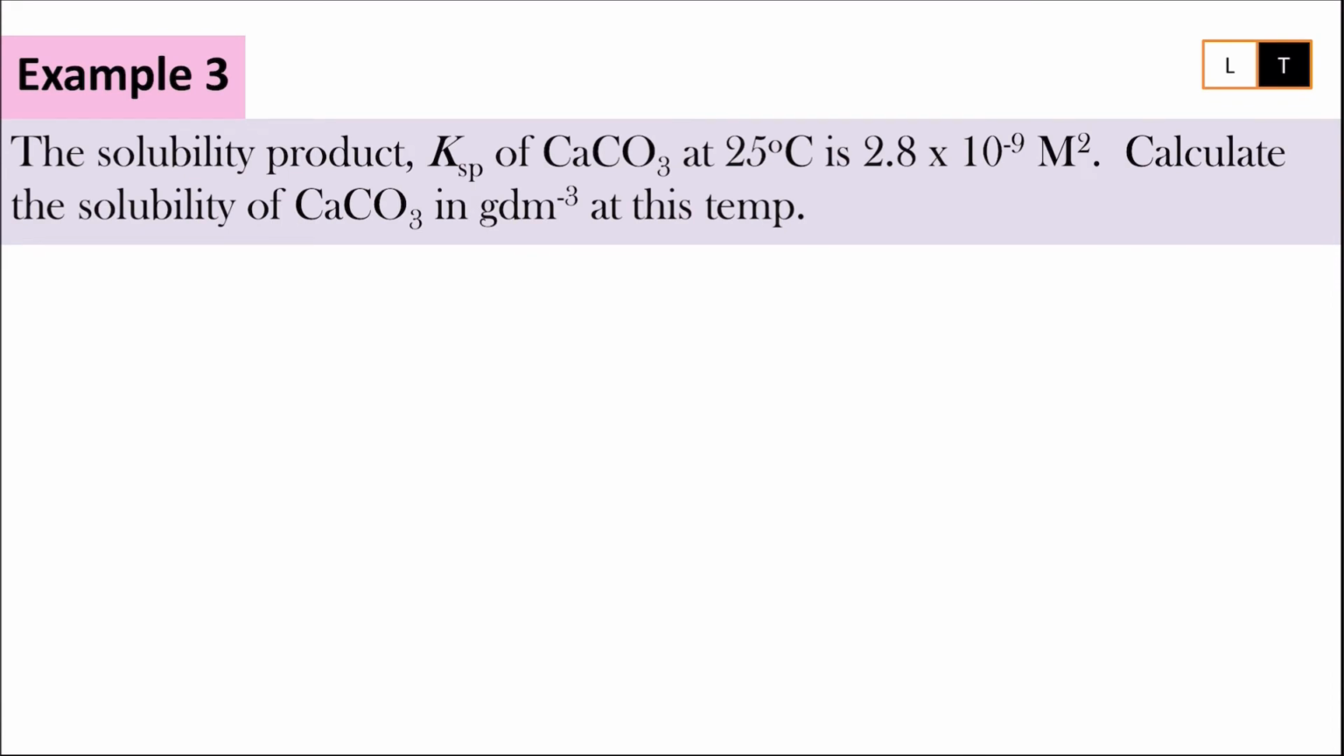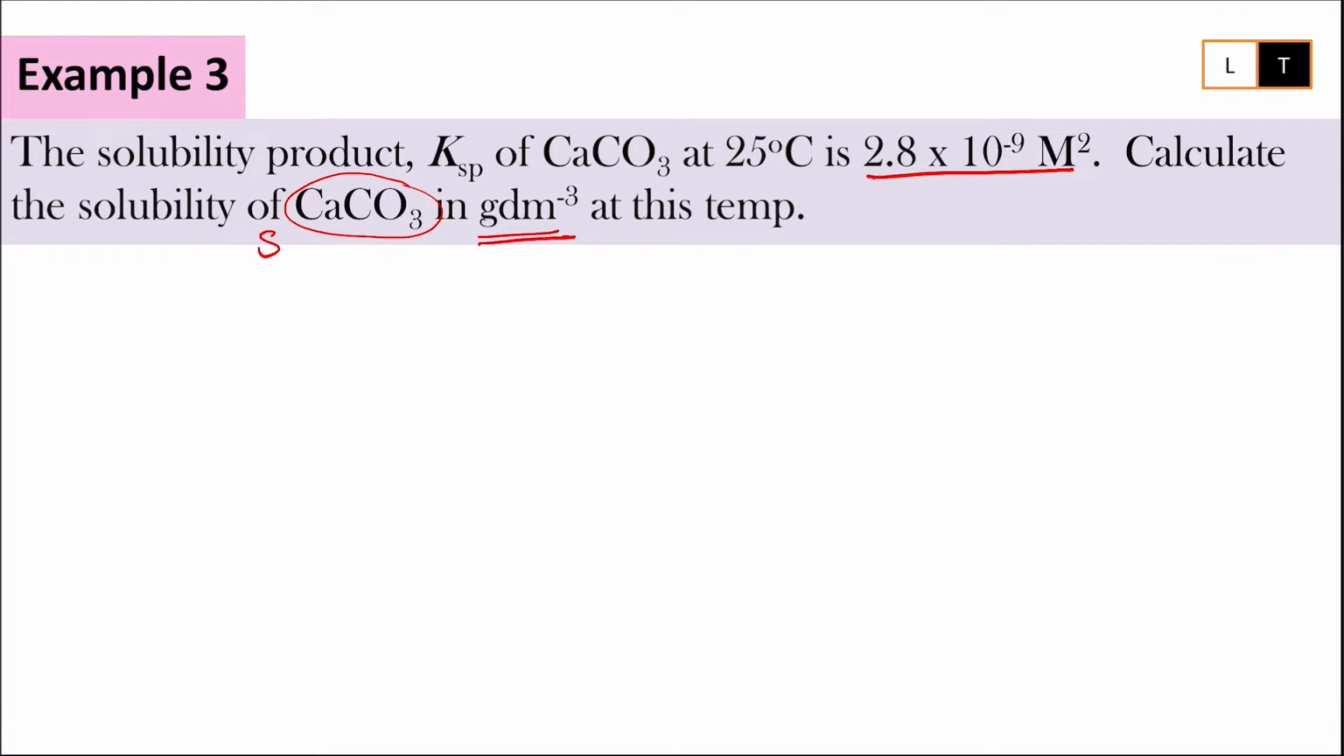What you have here adalah KSP untuk CaCO3, di mana nilai you have is molar square. Then you have to calculate the solubility untuk CaCO3. So ini solubility, saya guna simbol S. Awak kena calculate. Dan dia minta awak calculate dalam unit gram per dm cube. So apa yang kita perlu buat?